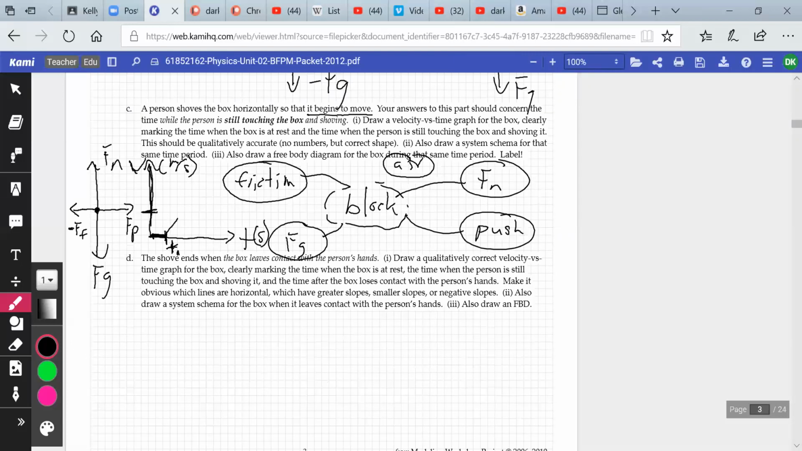Draw a qualitatively correct velocity versus time graph for the box, clearly marking the time when the box is at rest, the time when the person is still touching the box and shoving it, and the time after the box loses contact with the person's hands. Make it obvious which lines are horizontal, which have greater slopes, smaller slopes, or negative slopes. As I'm introducing this to you, we're going to treat friction a lot more comprehensively when we get to that subject. But this is just an introduction to the concept.